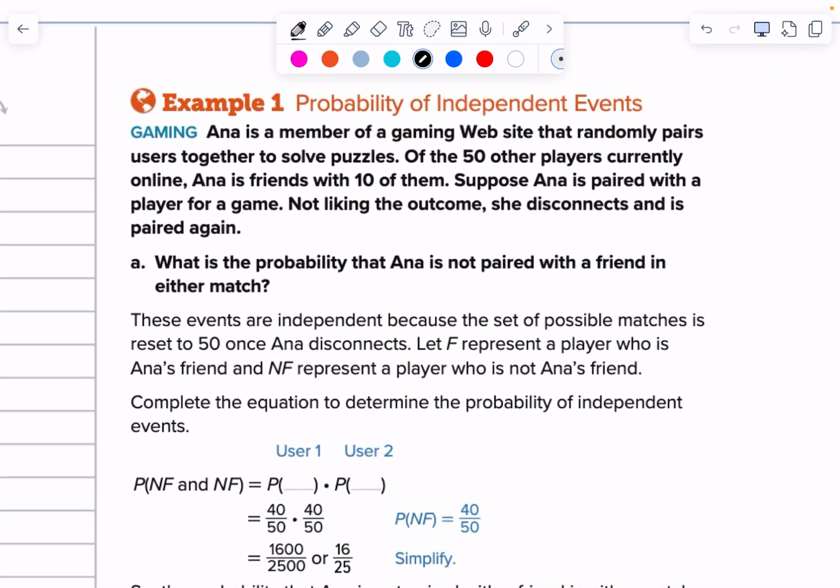Anna is a member of a gaming website that randomly pairs users together to solve puzzles.